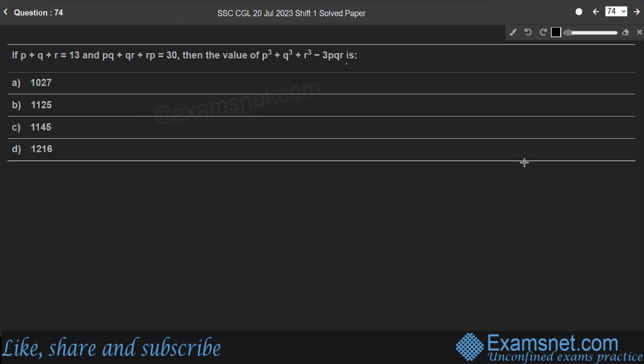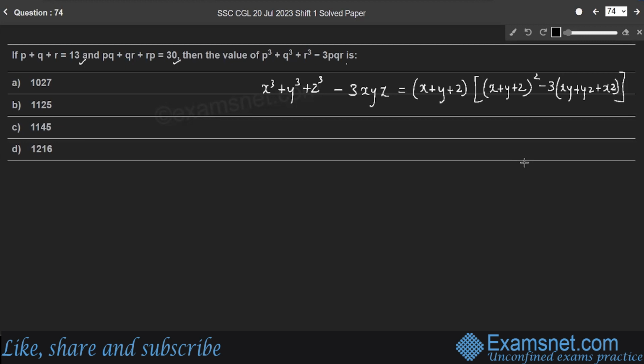Question 74. If P plus Q plus R is equal to 30, PQ plus QR plus RP is equal to 30, then the value of P cube plus Q cube plus R cube minus 3PQR is. Here students, it's a simple question. We are using the formula of X cube plus Y cube plus Z cube minus 3XYZ. So very simple formula, it is equal to X plus Y plus Z into X plus Y plus Z the whole square minus 3 times XY plus YZ plus XZ.